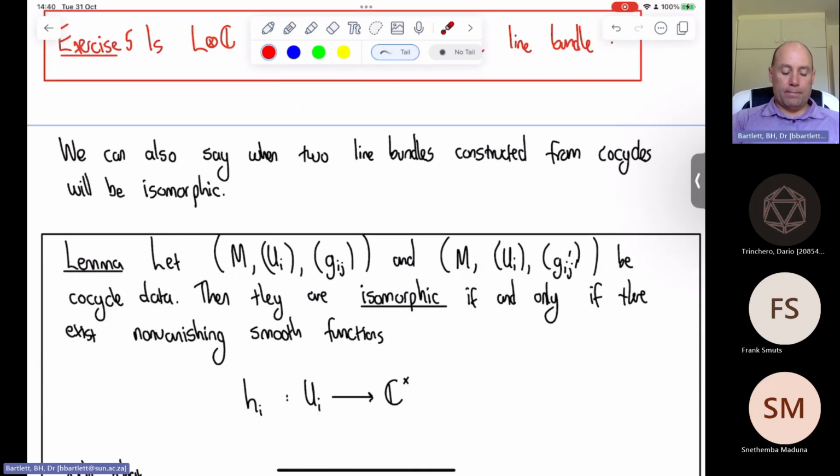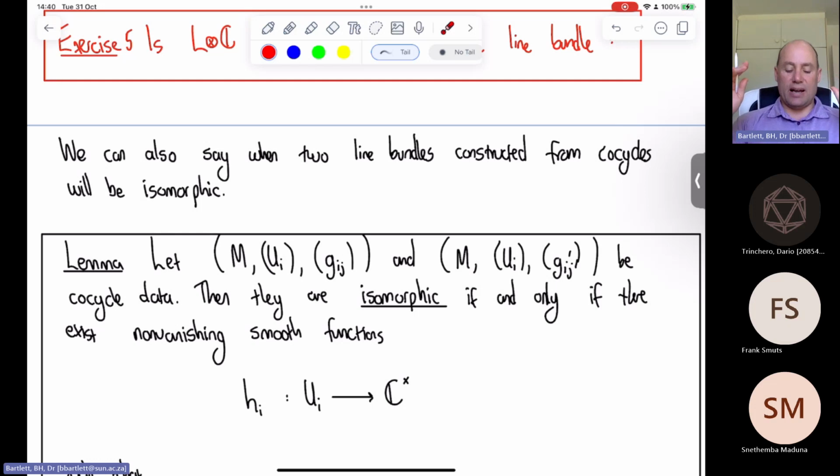But suppose somebody constructs a line bundle from some cocycle data g_rj, and another person constructs a line bundle from some other cocycle data g_rj prime, both living over the same open cover U_i. If they were originally living over different open covers, we could take the common refinement of those two open covers, okay?